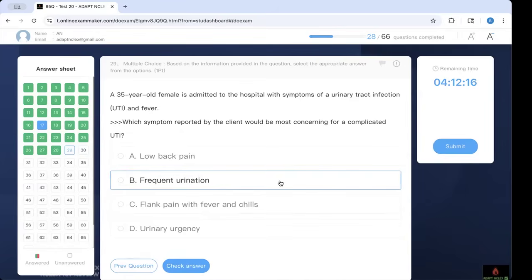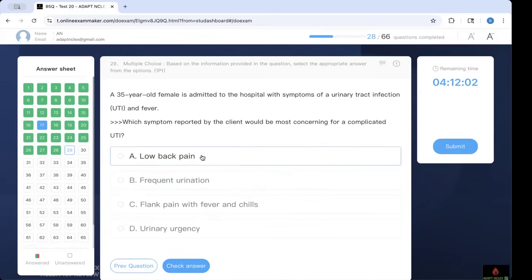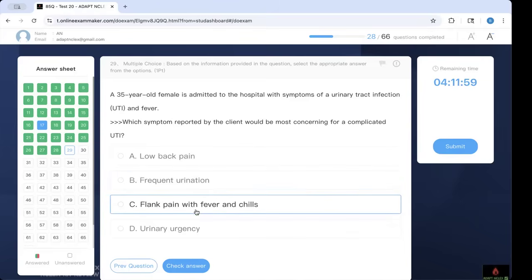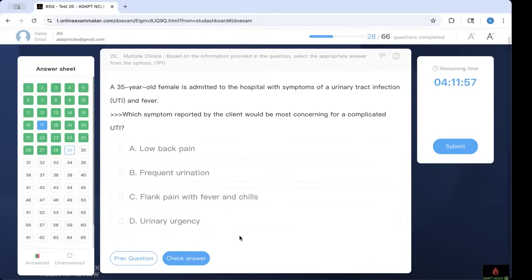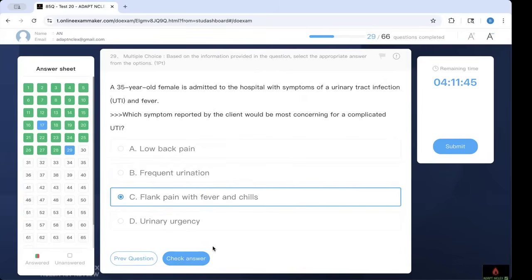A 35-year-old female is admitted to the hospital with signs and symptoms of UTI. Which symptoms reported by the client will be most concerning for a complicated UTI? There are different kinds of UTI, but with complicated UTI, you're talking about pyelonephritis and other things. Lower back pain, frequent urination, chronic pain with fever and chills, urine urgency. What do you think? 29. Lower back pain and frequent urination are not specific, but when you have flank pain and fever and chills, that's pyelonephritis.